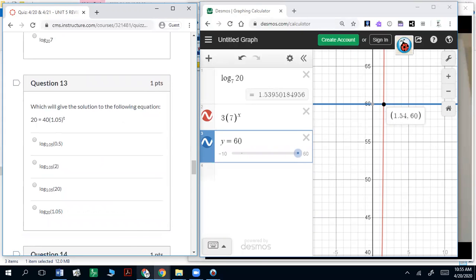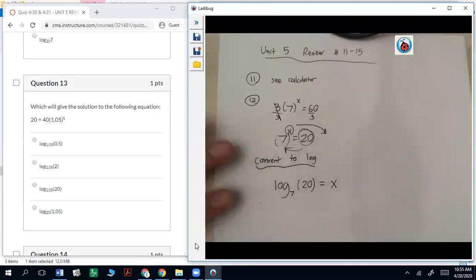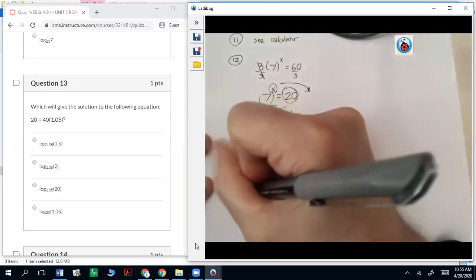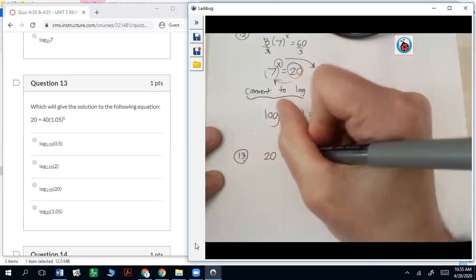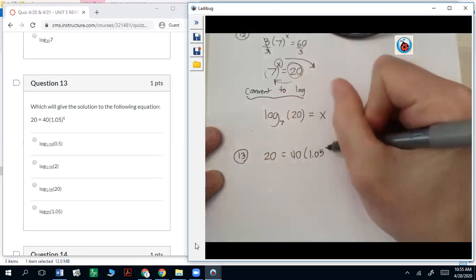All right, let's look at number 13. 13 is pretty much like the question 12 setup. 20 equals 40, parentheses 1.05 to the t power.